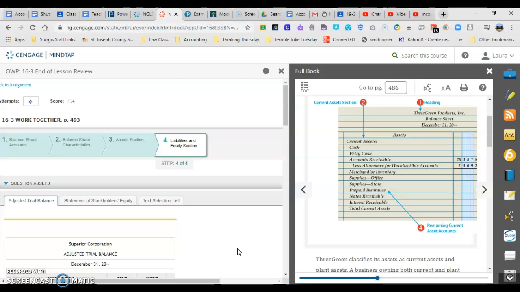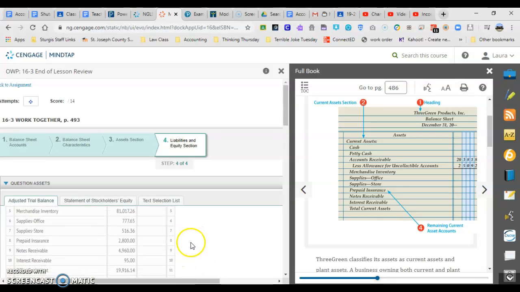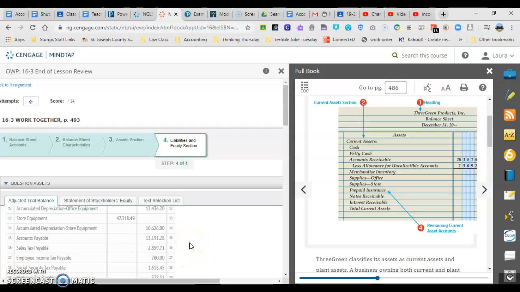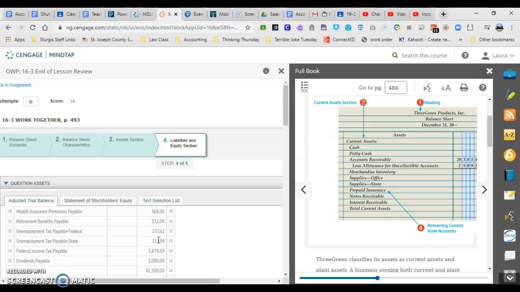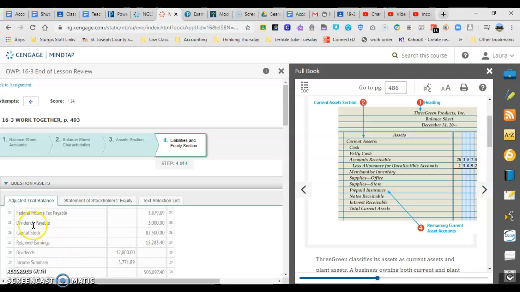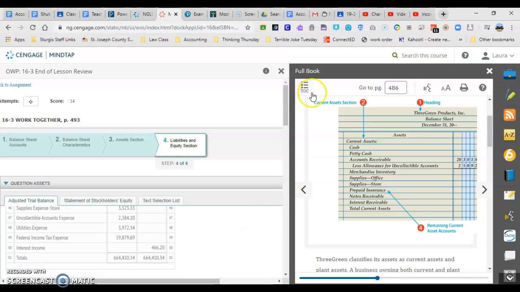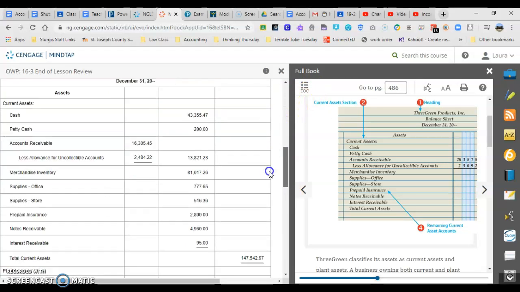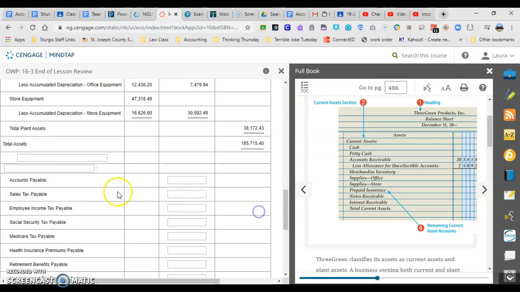That's your asset section. Your liability section is pretty straightforward. You're going to take all of your payables on down. So for instance, accounts payable all the way down to, in this case, dividends payable. Those are all your liabilities, and then you will put them under your liabilities section.